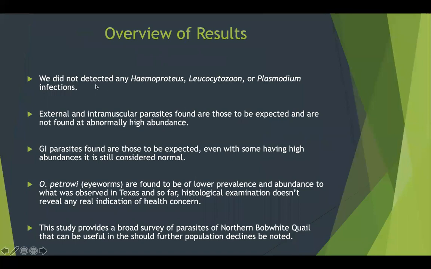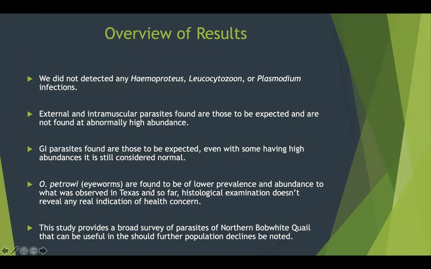Just an overview of the results. We did not detect Haemoproteus, Leucocytozoon, or Plasmodium infections. The external and intramuscular parasites found were to be expected and were not found at abnormally high abundance. The GI parasites that we found were expected, and even the ones that appear to have high abundance are still within the normal range. The eyeworms themselves, Oxyspirura petrowi, were found at lower prevalence and abundance than what was observed in Texas. And so far, histological examinations don't reveal any indication of health concern.